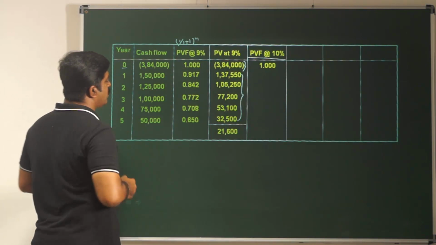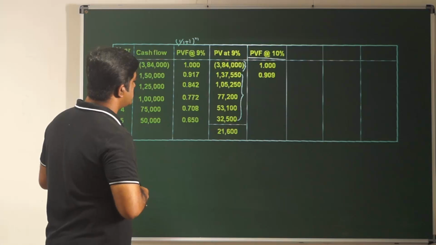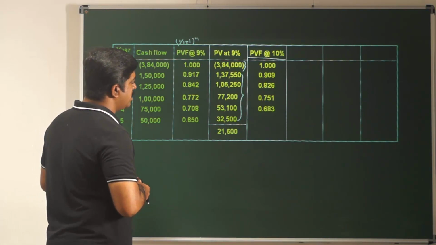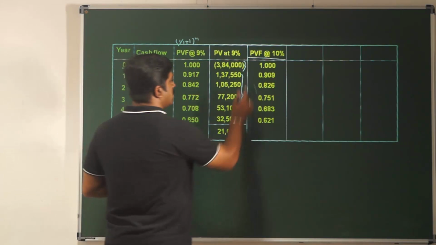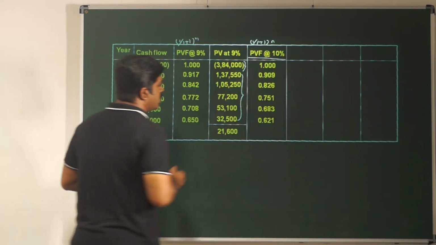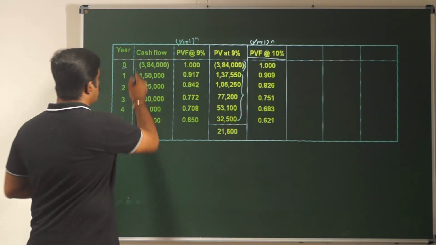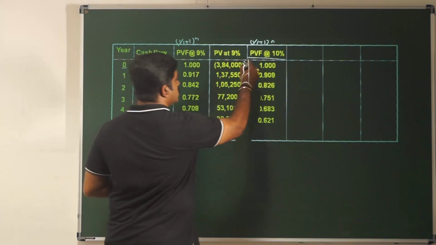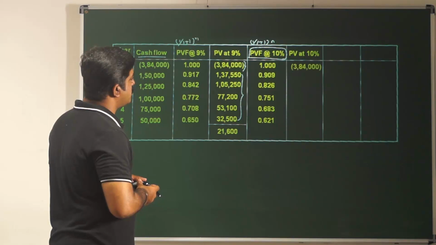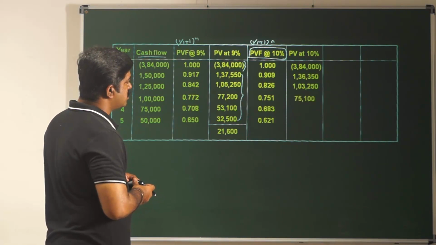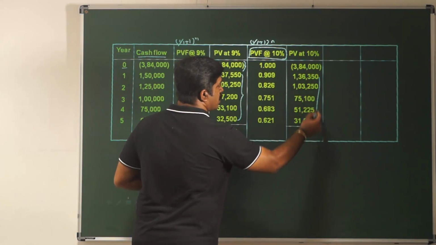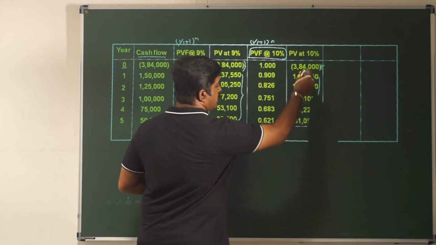For year 0 it is 1. For year 1 it's going to be 0.909, 0.826, 0.751, 0.683 and 0.621. And how is it calculated? Again, it is 1 divided by (1 plus i) raised to the power n. Okay, so now what do we have to do? We have to multiply these cash flows with this present value factor at 10% to know the present value at 10%, and these are all the results. So you get your inflows, compare it with outflow, both are in PVs.